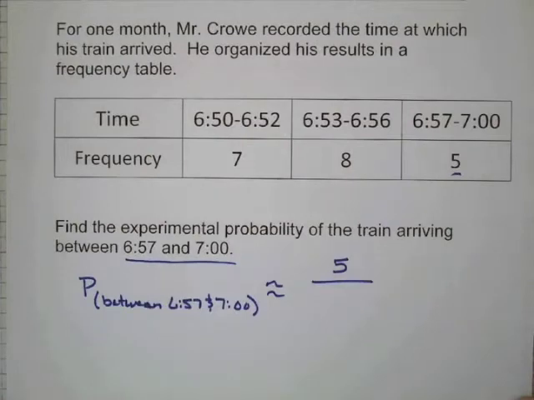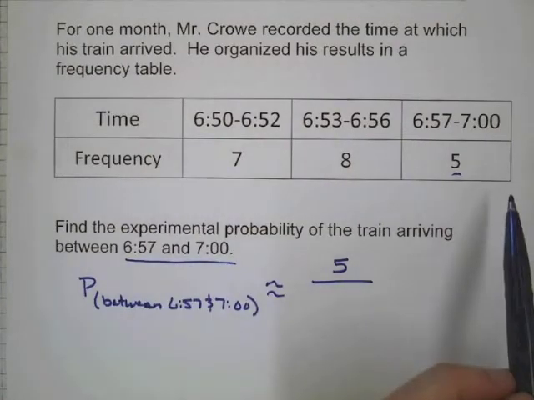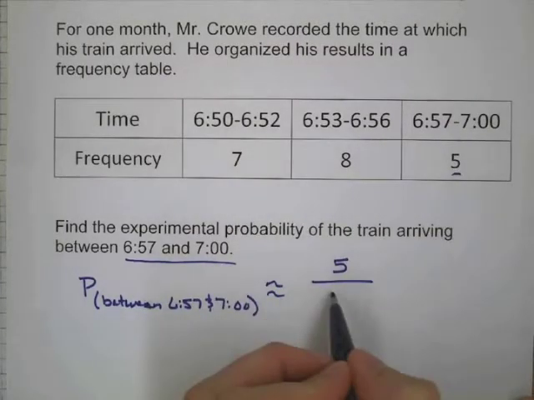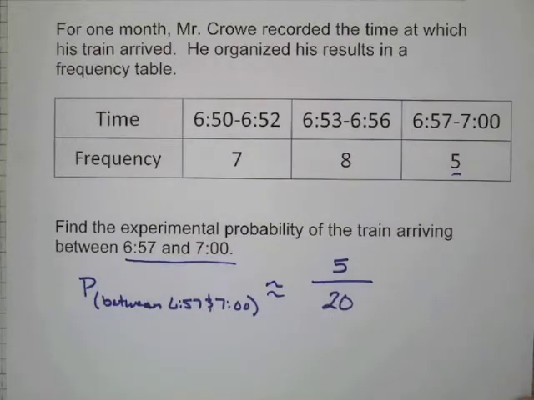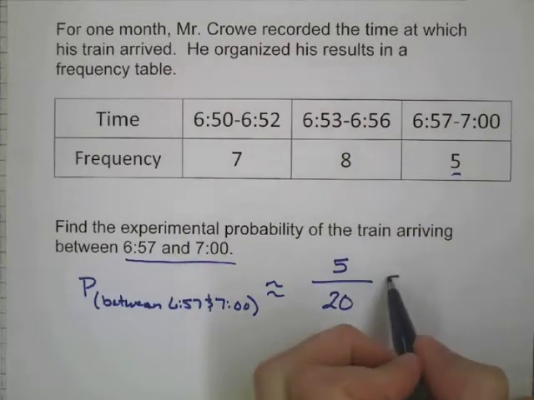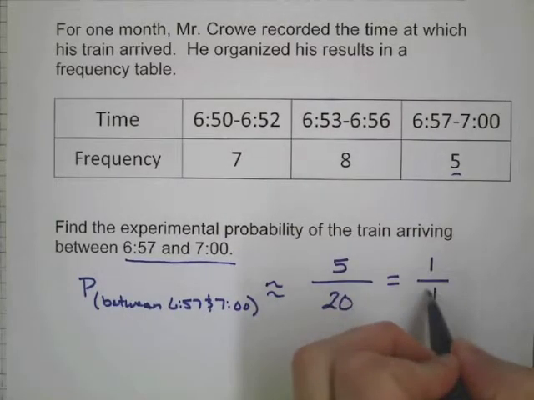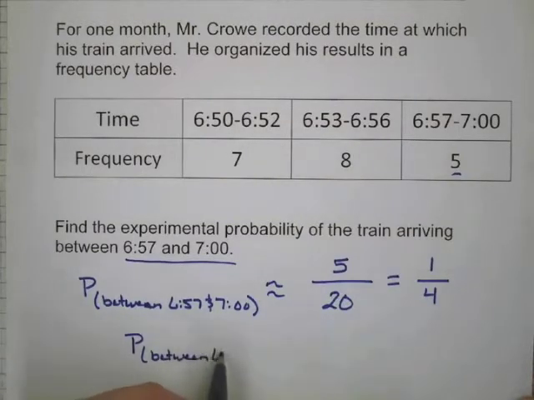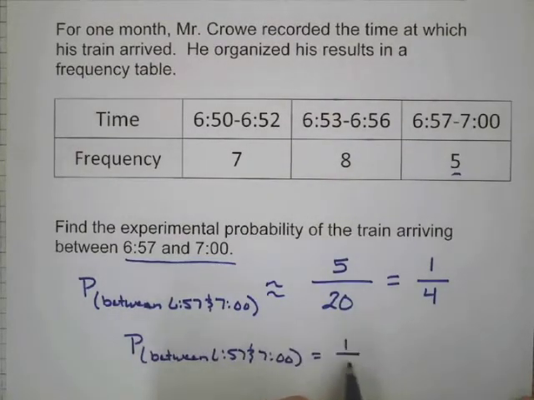The total number of trials would be how many times the train arrived, the times that he looked at. So that would be 7 plus 8 plus 5, which would be a total of 20 times. So there were 20 times that he recorded the arrival of the train. So we could say our probability is 5 out of 20, which is equivalent to 1 out of 4. If I think of it like a fraction, I can reduce that down. So the probability of the train arriving between 6:57 and 7 o'clock is about 1 out of 4.